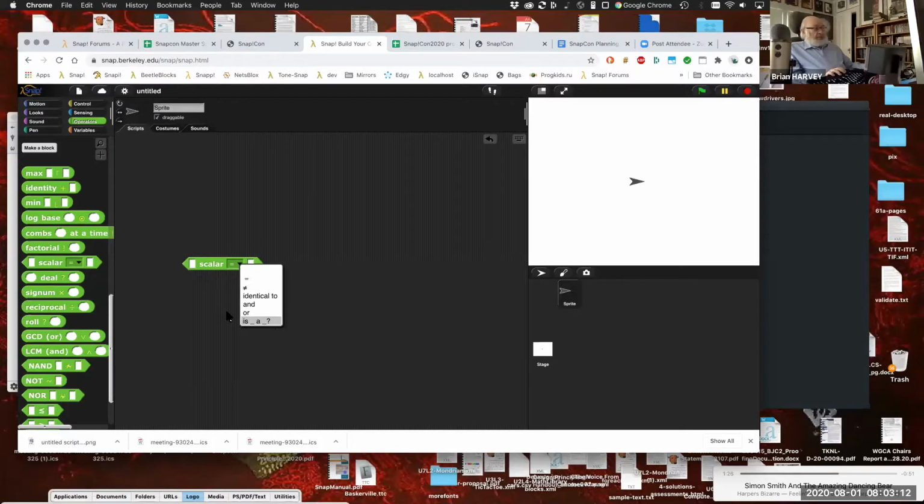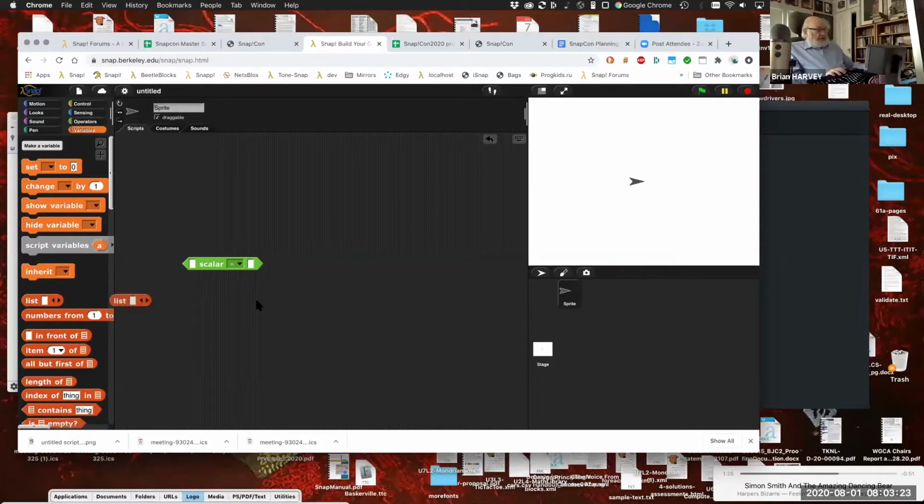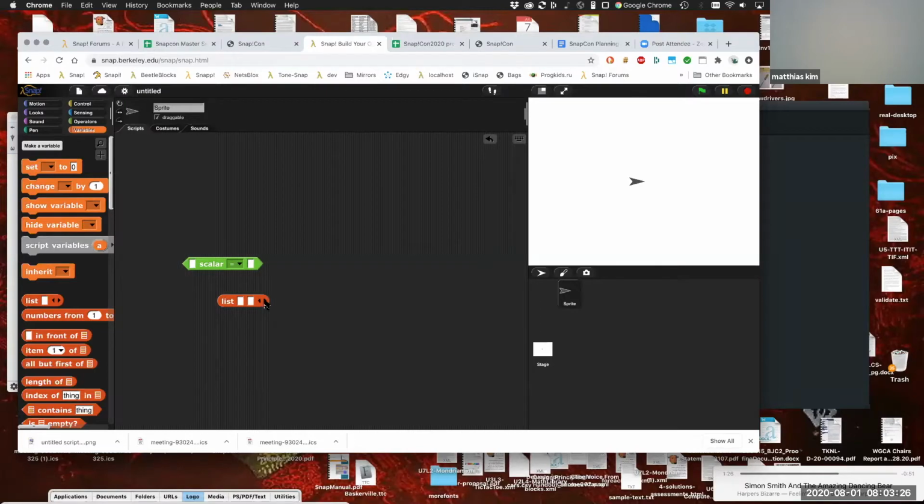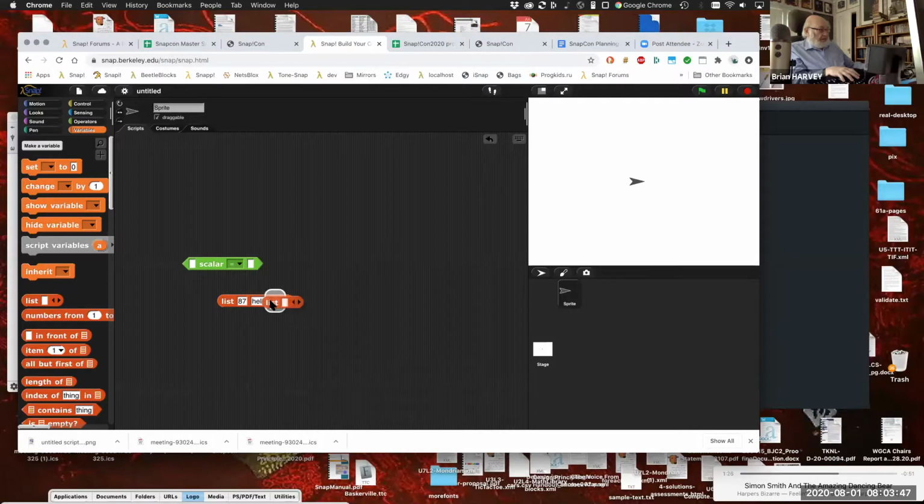But why don't I actually do that? Let's see what happens. So I'm going to make a list whose items are 87, hello, and a list. And I'm going to make this be the is blank a blank function.